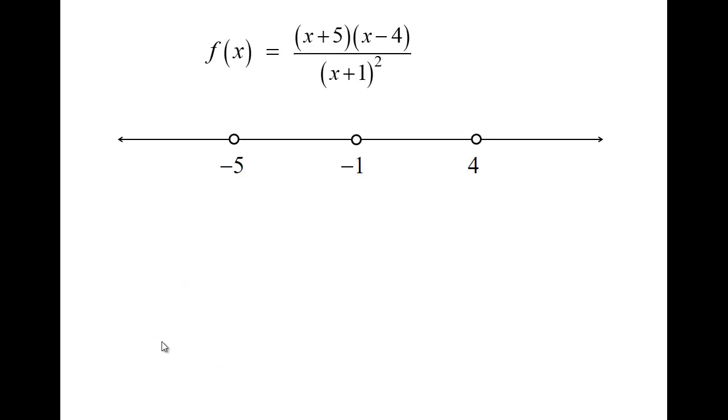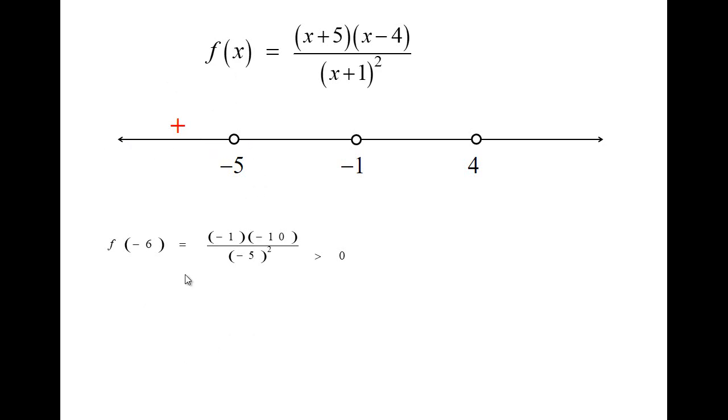So let's figure out what happens on the left side of negative 5. I can pick the number negative 6, and f of negative 6 would be: negative 6 plus 5 would be negative 1, negative 6 minus 4 would be negative 10, and negative 6 plus 1 would be negative 5, squared. Altogether I see that this is positive, so f would be positive throughout the interval to the left side of negative 5.